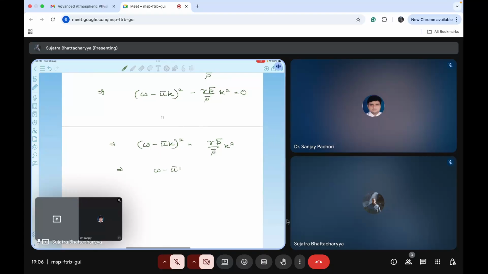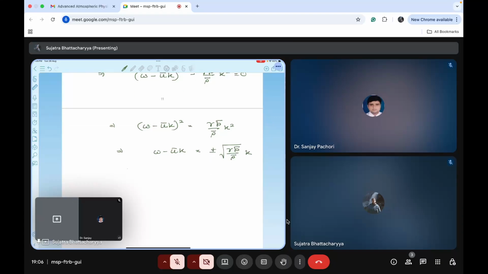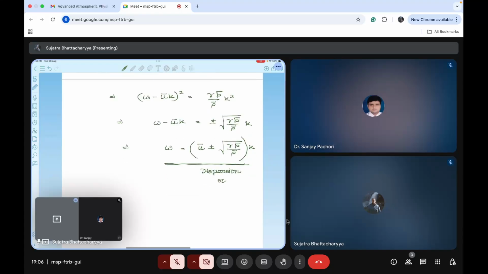Omega minus u bar k gives you plus or minus root over gamma p bar by rho bar into k. So finally, omega is equal to u bar plus or minus root over gamma p bar by rho bar, into k. So this is what you have. This is the dispersion relation, a relation between omega and k.